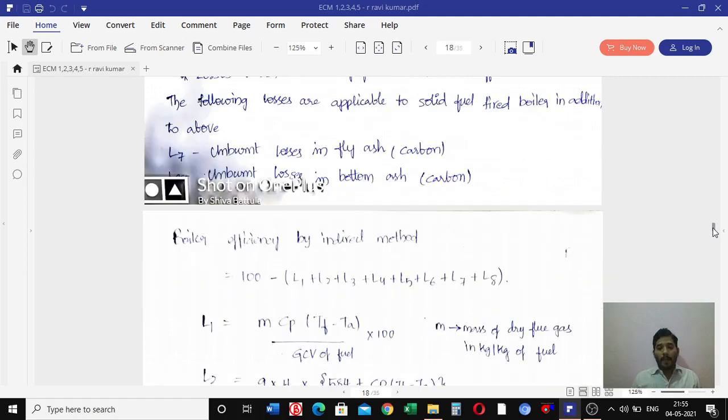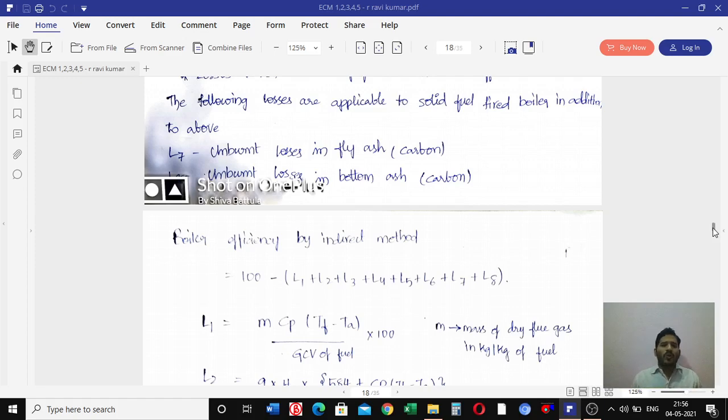The following losses are applicable only for solid fuel fired boilers, in addition to the above. L7 is mainly used for solid fuel fired boilers. L7 represents the unburned losses in the fly ash, like carbon. Coal is one type of these solid fuels. And L8 represents the unburned losses in the bottom ash.